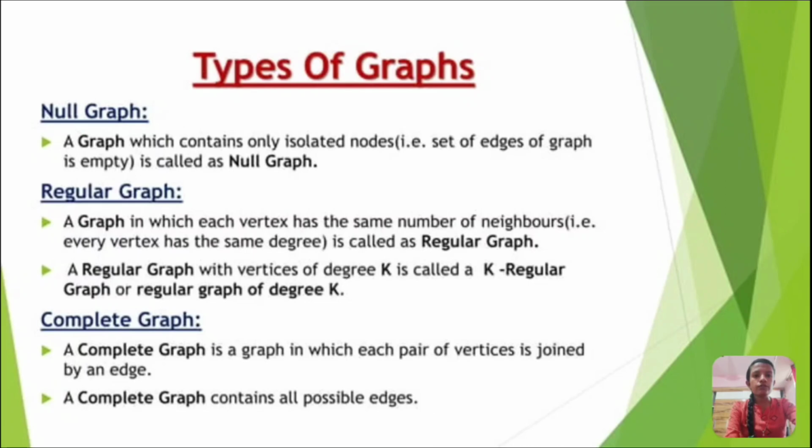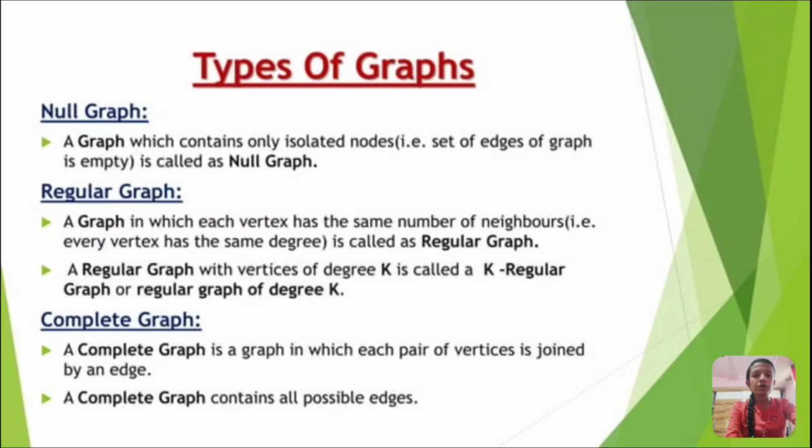Types of graphs. Next one is null graph. A null graph contains only isolated nodes, that is, the set of edges of the graph is empty, so it is called a null graph. Regular graph: a graph in which each vertex has the same number of neighbors, that is every vertex has the same degree, is called a regular graph. A regular graph with vertices of degree k is called a k-regular graph or regular graph of degree k.